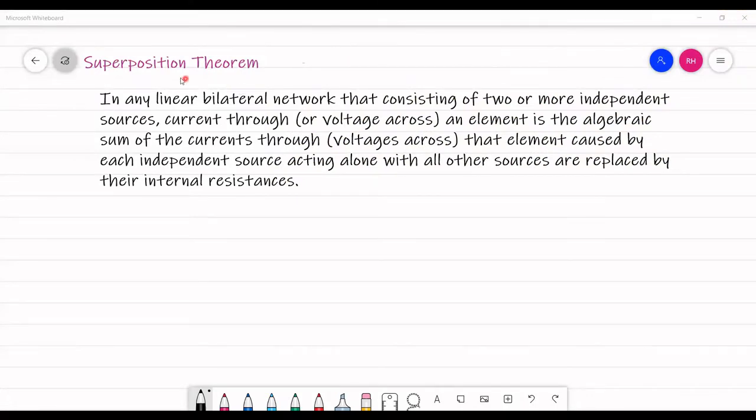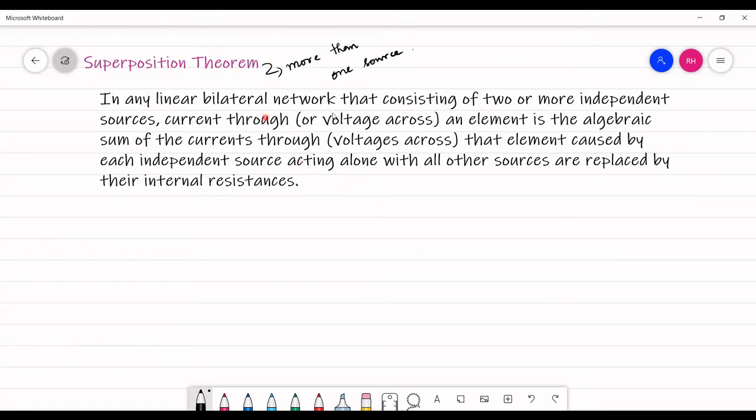Hello everyone. In this session, let us learn superposition theorem. Generally, this theorem is applied to circuits which has more than one source. So, we are going to say that whenever you have more than one source in your circuit, the total response of the circuit is going to be the algebraic sum of responses when the sources are acting alone.